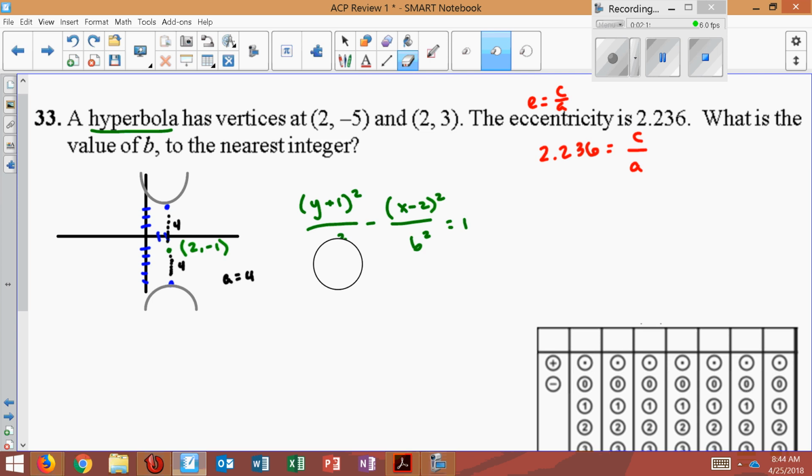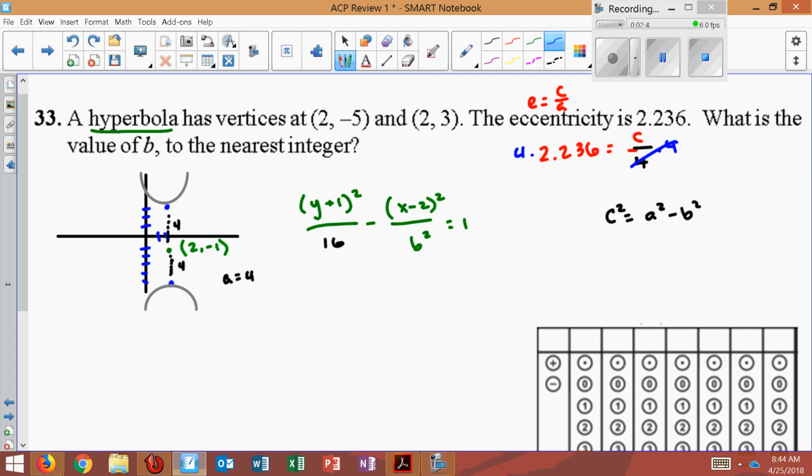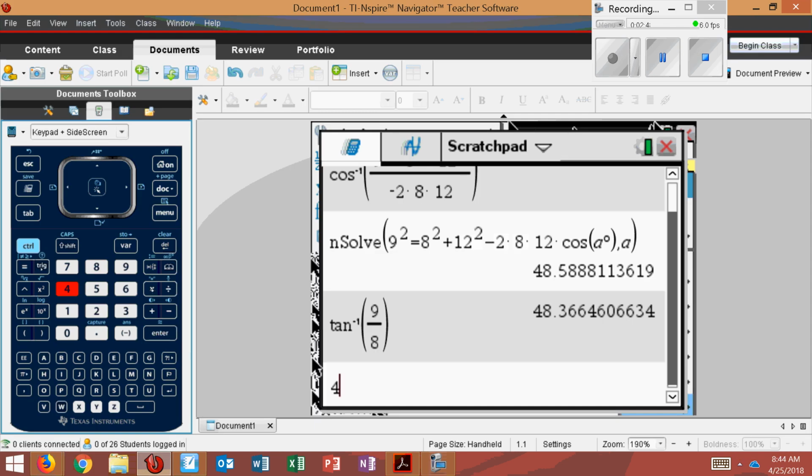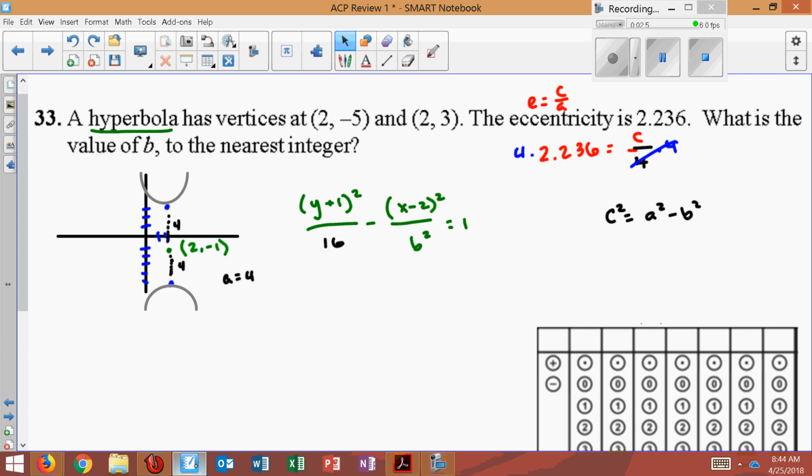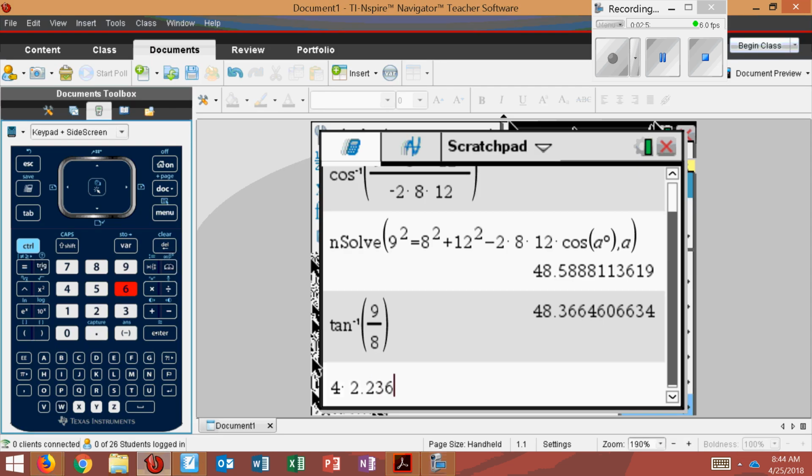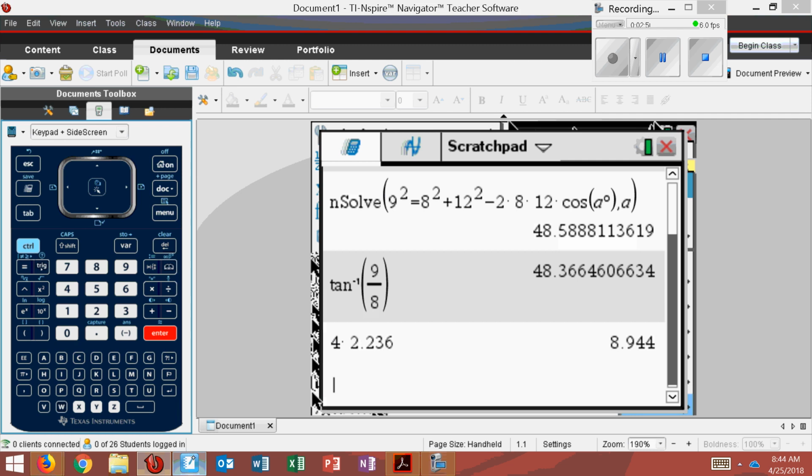If that's the case, then a squared is 16. Now, what's the connection between c and a? It's this: c squared equals a squared plus b squared. And at this stage, we know that a is now 4, so I can figure out what c is just by multiplying both sides by 4. So I'd say 4 times 2.236, and I have 8.944 for my c.